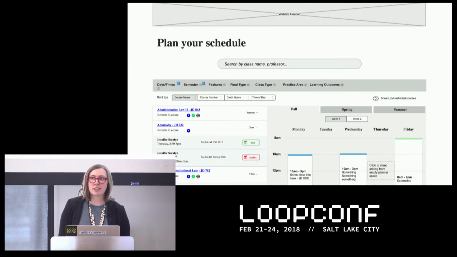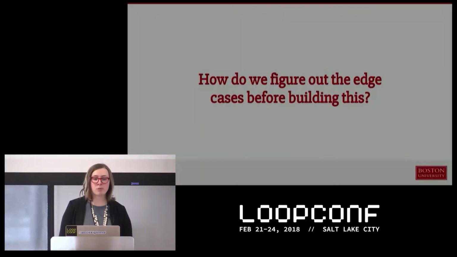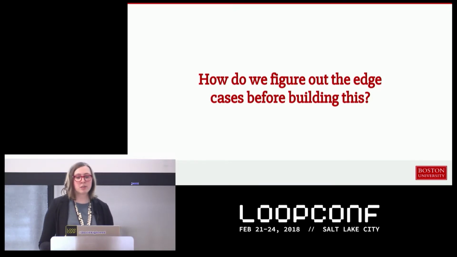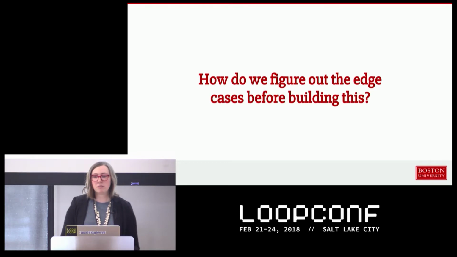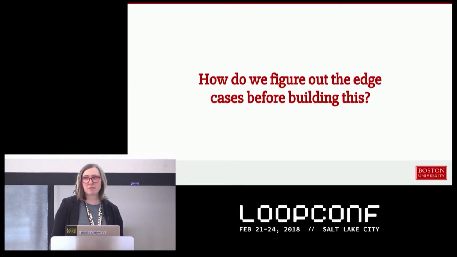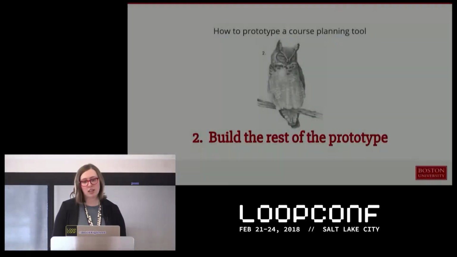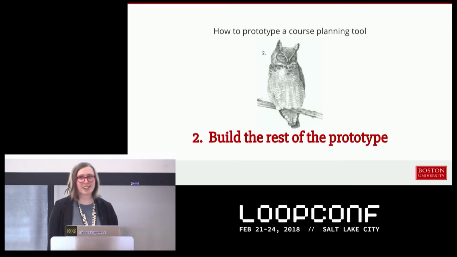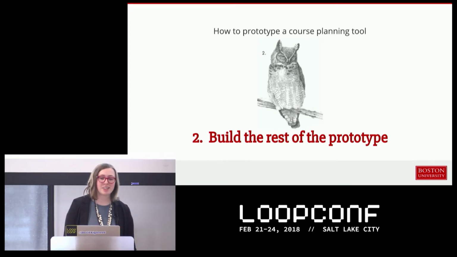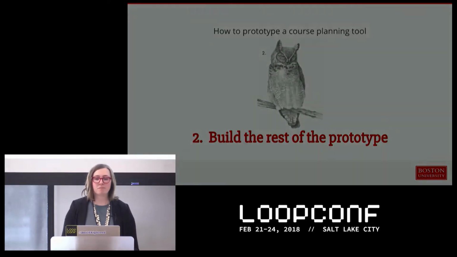But what this is lacking is real data, because at this point, we had to figure out, how do we deal with the edge cases before actually getting into building this? We don't know from that wireframe when a filter is going to be useful, because we don't have real data attached to it. We can't see the exact courses that are going to show up if a filter is clicked. And the answer to that is just to build the rest of the prototype, which is a big ask, as it turns out. So I got a little stuck here.